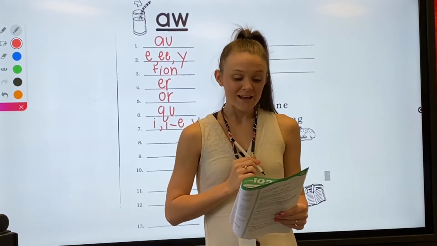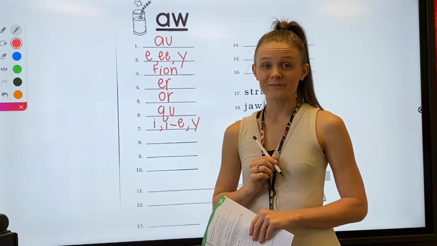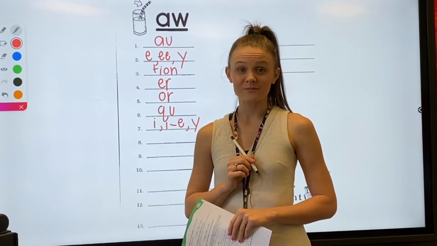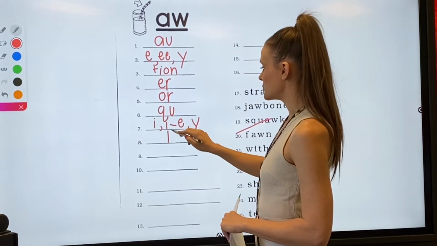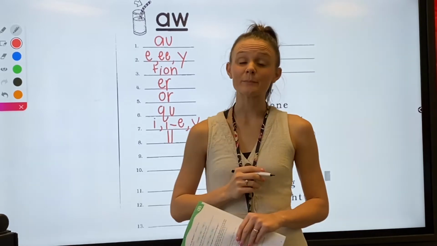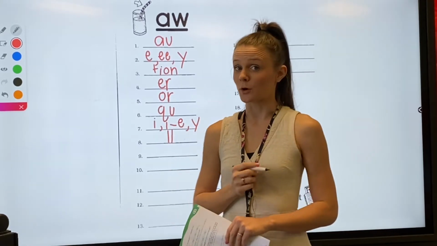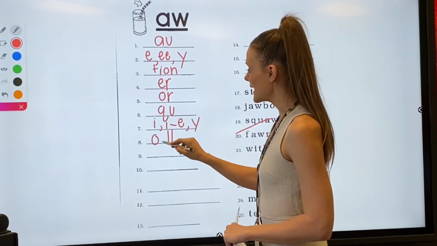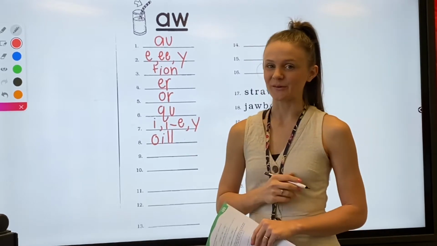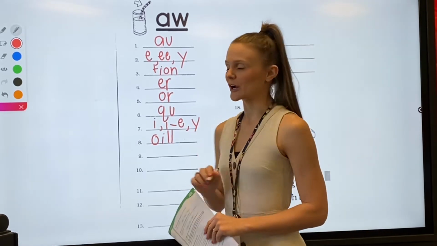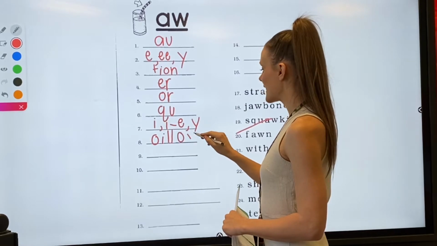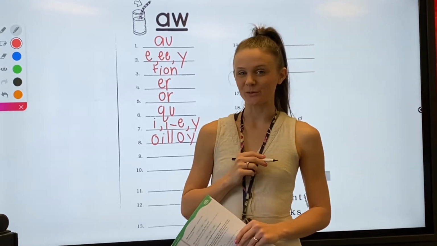For number eight, my letter sound is oi. Oi. So I'm going to divide my line in two parts. At the beginning or in the middle of a word, O-I makes the oi sound. And at the end of a word, O-Y makes the oi sound.